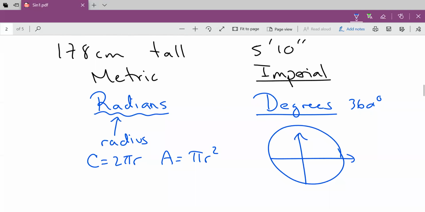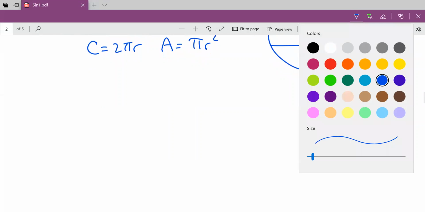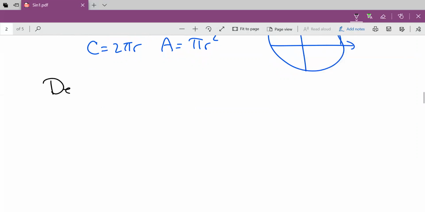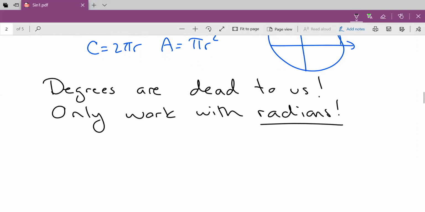So in 30-2, my friends, degrees are dead to us. We do not work with degrees anymore. We only work with radians. They're more scientific. Okay, what's a radian?